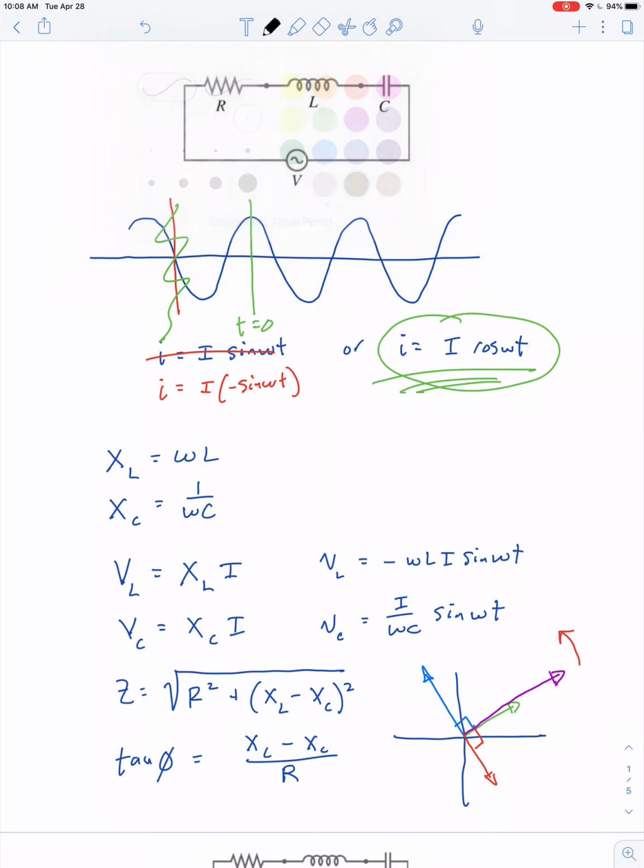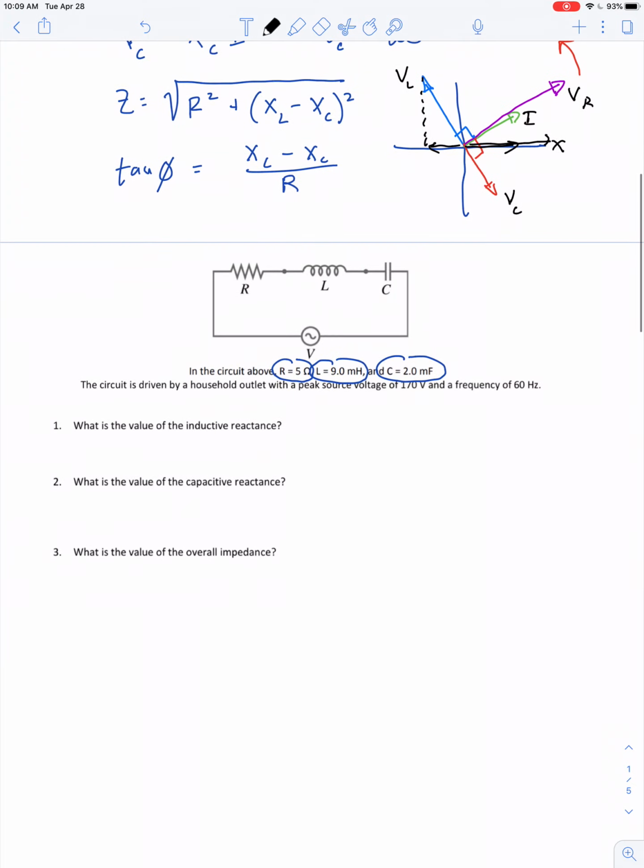Let me label each of those vectors one more time. That's the voltage across the inductor, voltage across the capacitor, voltage across the resistor, and the current. The length of the vectors is the maximum value, and their instantaneous values are found by taking their projection onto the x-axis. So you could imagine if this whole phasor diagram was rotating, then all of the lengths remain the same, but their projections onto the x-axis are continuously varying. So, on to the problem at hand.